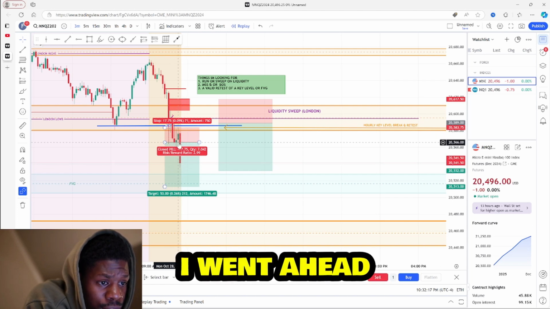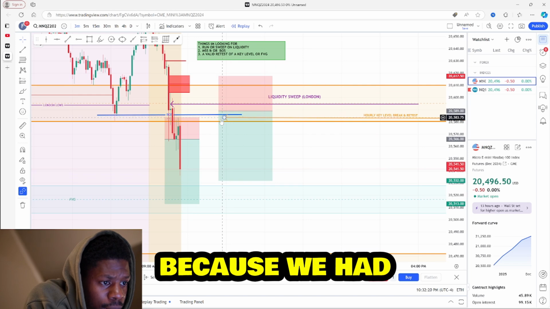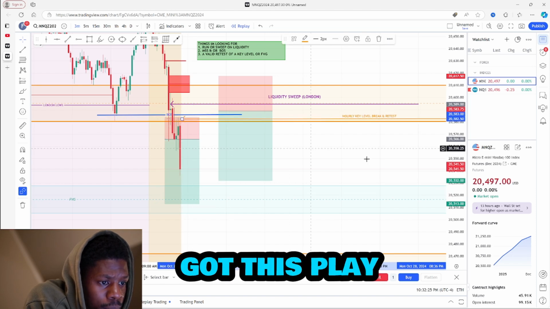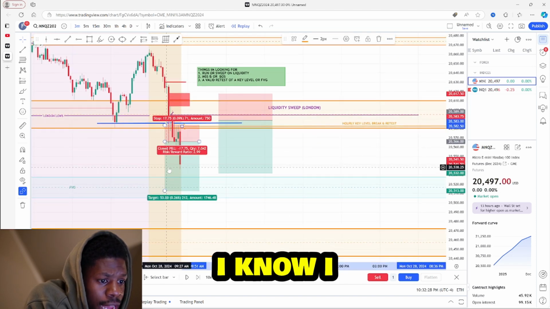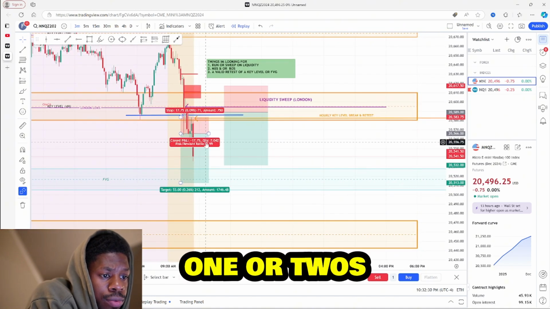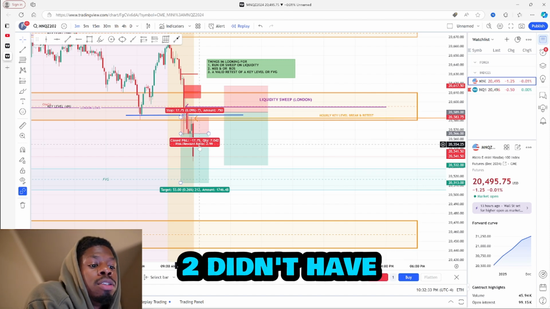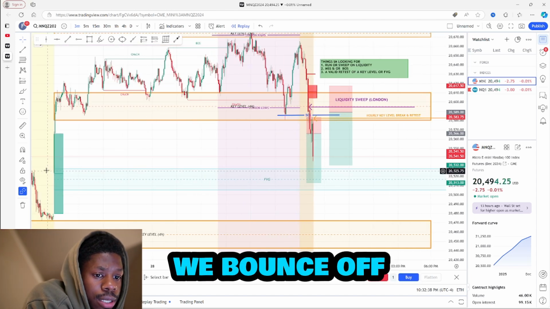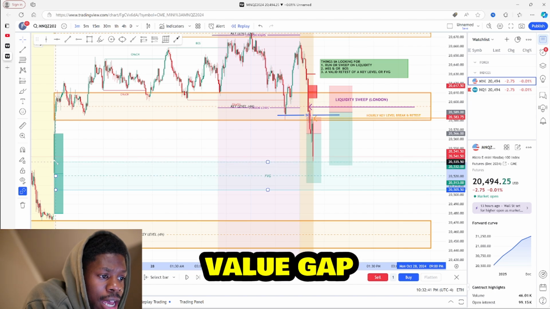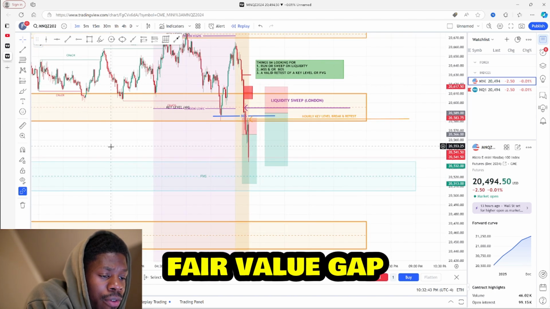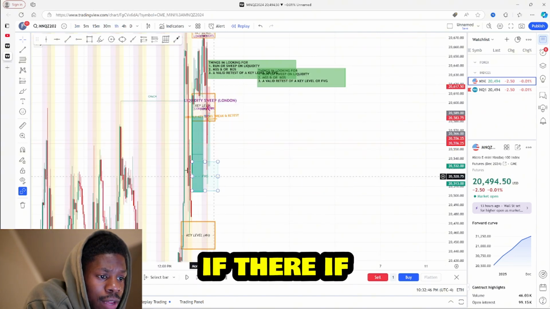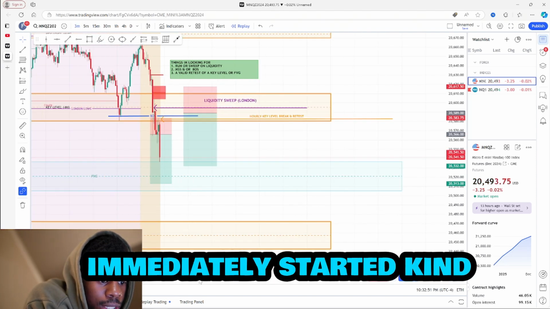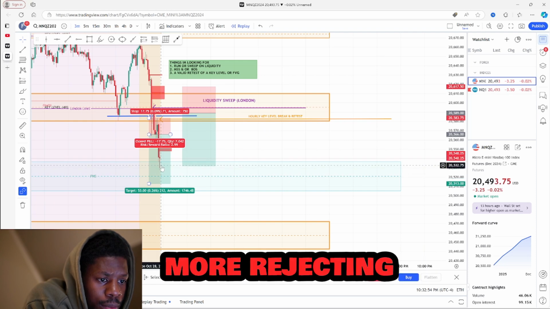Once I saw this breaker candle, I went ahead and got into the entry because we had a break and retest on an hourly key level right here. And then we got this price action, right? So y'all know I like to hold my trades for 1 and 3s, 1 and 2s, or at least catch 50 points. This 1 and 2 didn't have 50 points, so I was trying to hold for 1 and 3, right? What happened was we bounced off of this fair value gap. It literally came right at the top of that fair value gap from the hourly level, if y'all remember. We came right off of that one, and then we immediately started kind of rejecting. We came down a little bit more, rejecting.